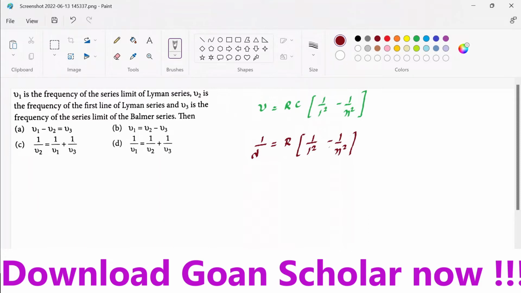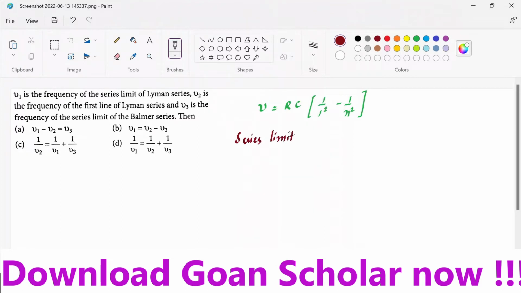When here it is 1, it's Lyman. When here it is 2, it's Balmer series. When here it is 3, it's Paschen, and so on. Clear? So this is your Lyman series formula written in green. And for series limit, what is the limit? Limit means the last one. So for series limit, I am writing here for series limit.